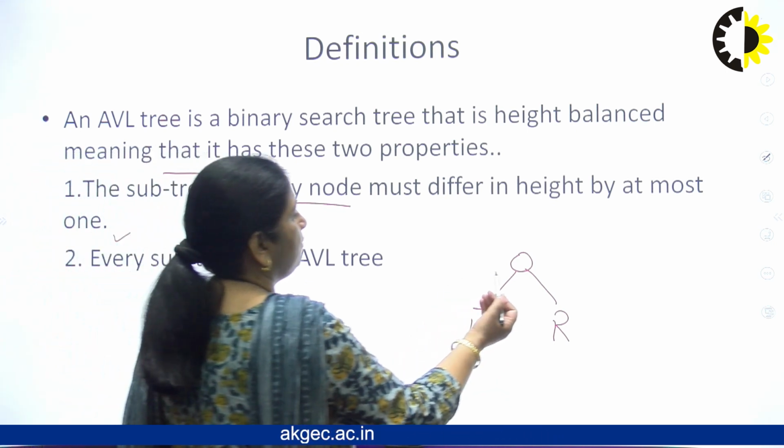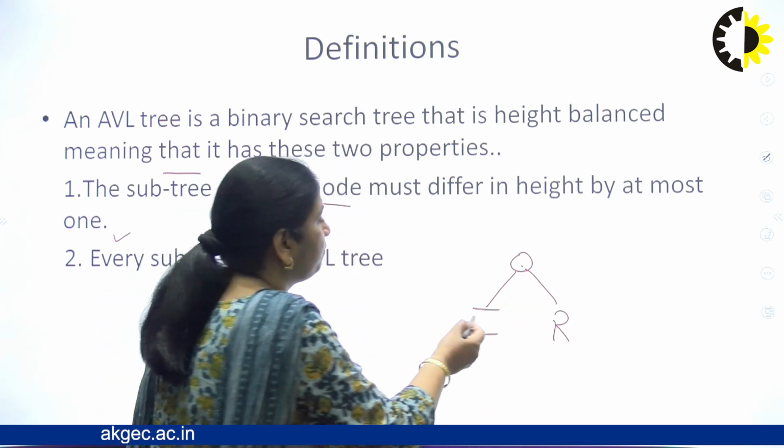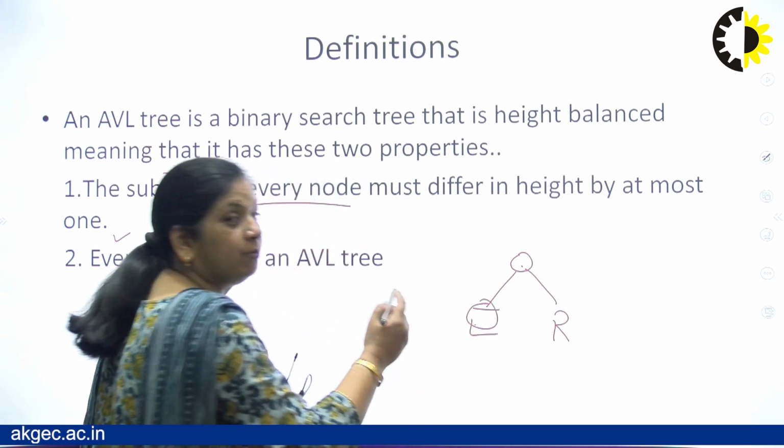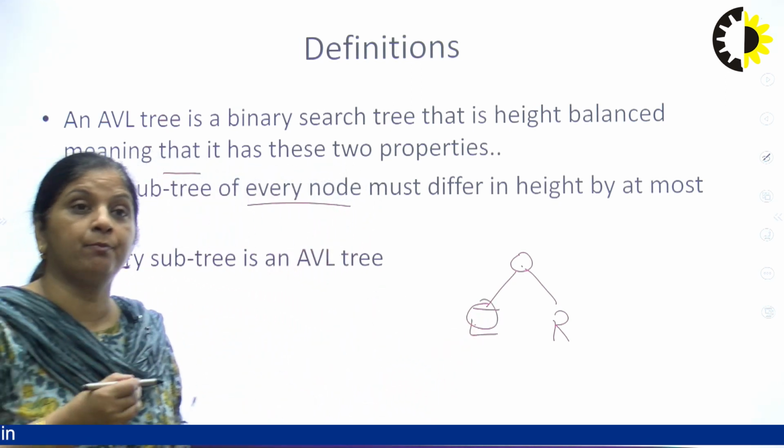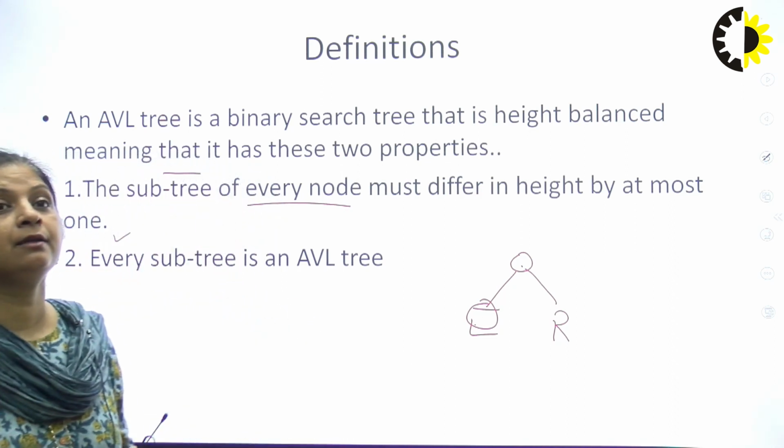It means when we are talking about this node, this one is its left subtree. Now for this node also it should be AVL, meaning this property should hold for each and every node, then it is an AVL tree.